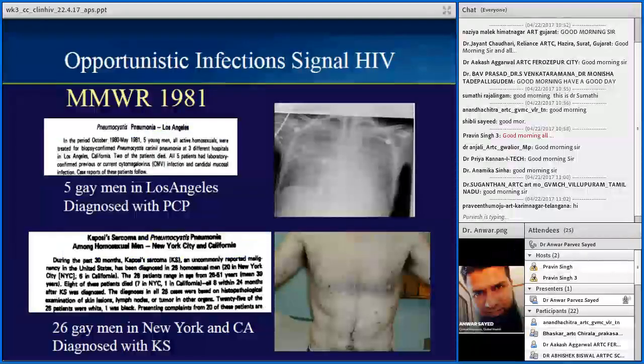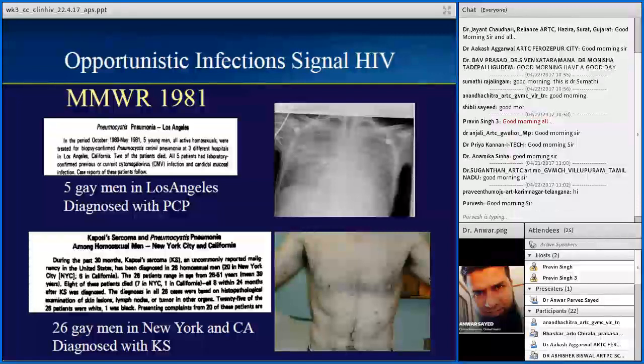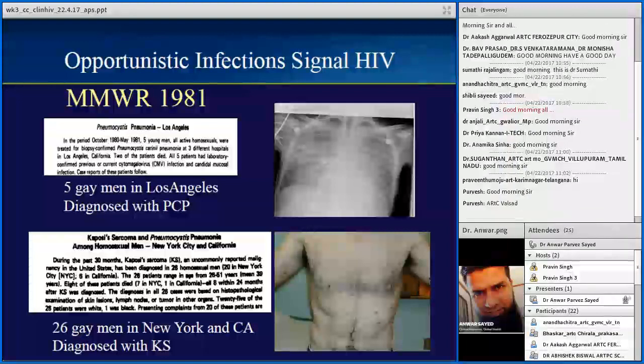Opportunistic infections: those who have been working in ART centers for a long time are well aware of which opportunistic infections we used to see 4-5 years back. Slowly we are no more seeing those opportunistic infections that commonly. We still see some which are common, but the number has definitely come down with time.